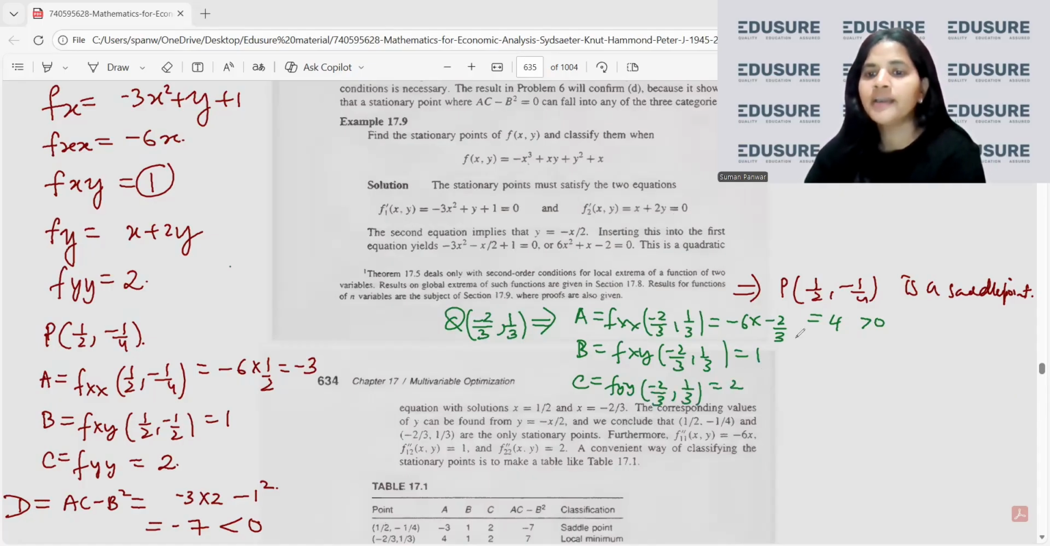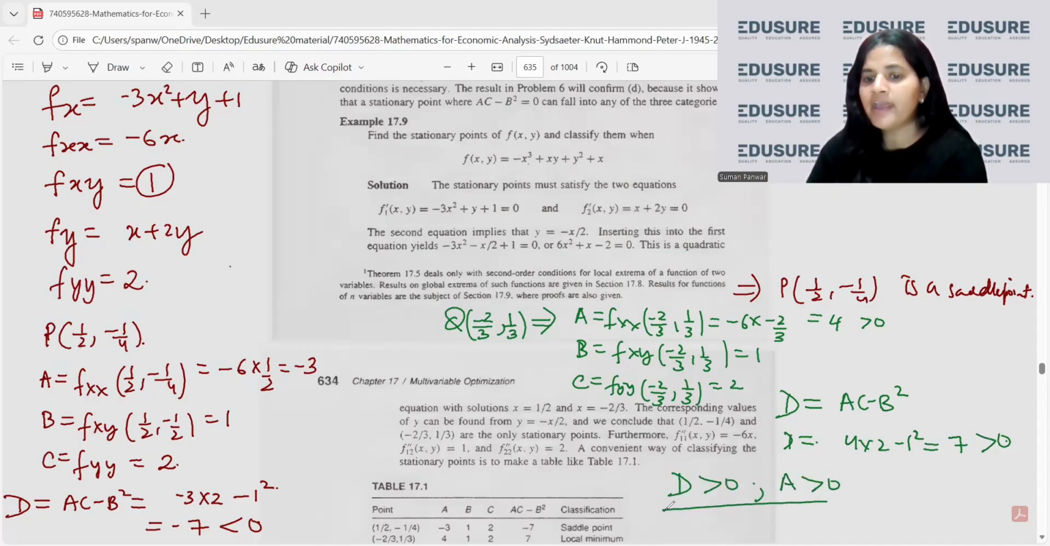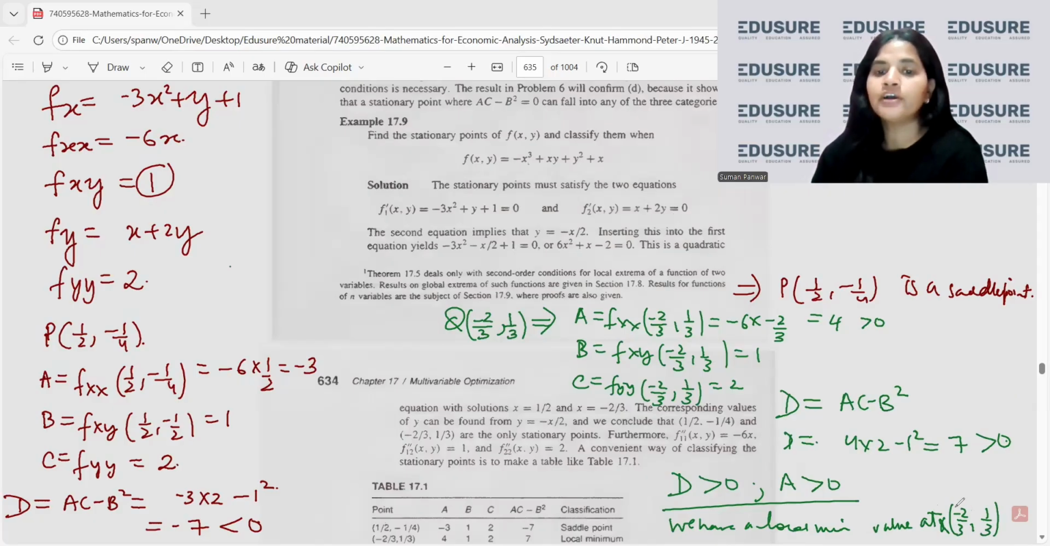Again, let us calculate d. D is ac - b². So d will be equal to 4 into 2 minus 1 square, which is 7, which is positive now. So we have d positive and a positive, and hence we have a local minimum at this point q (-2/3, 1/3). This is how you deal with a function of two variables. Let us do one more.